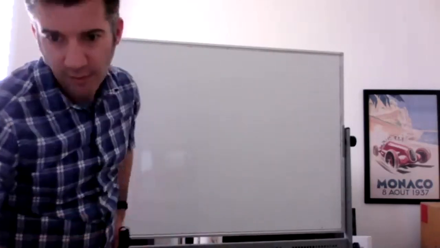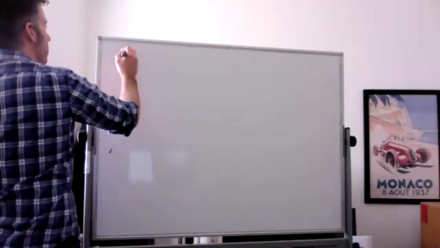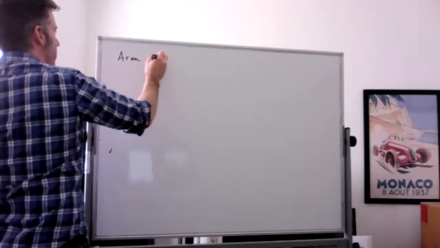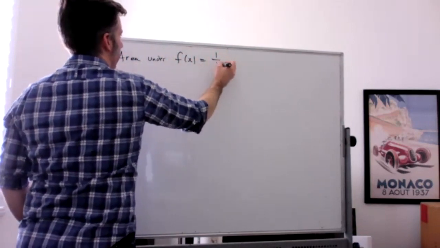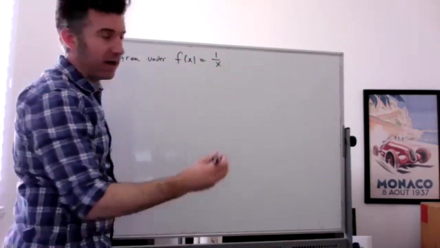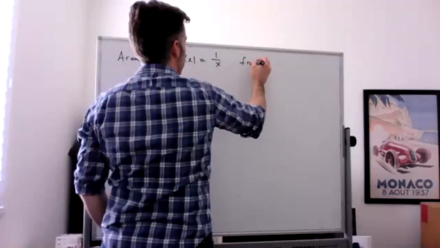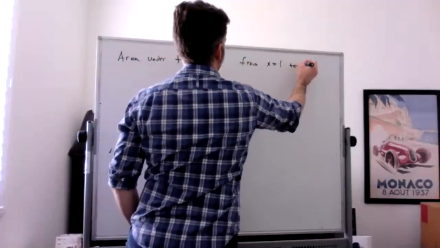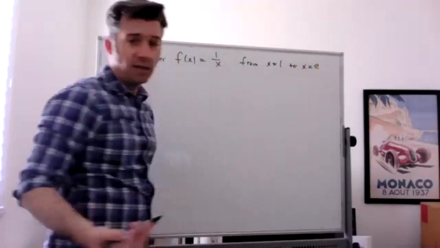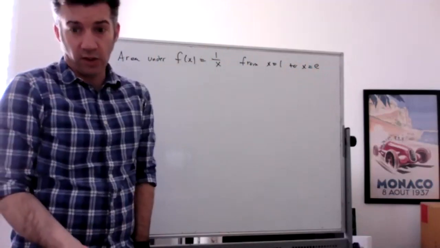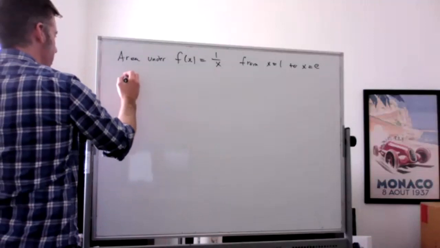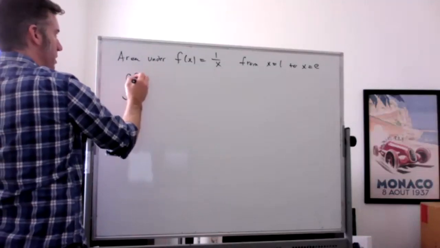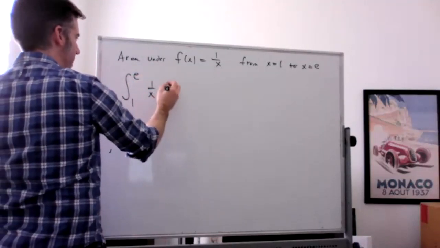So let's find the area under f of x equal to 1 over x from x equals 1 to x equals e. Technically, there's no need to draw the function here, right? You could just say, oh, they're telling me to do a thing. It's going to be the integral from 1 to e of 1 over x dx.